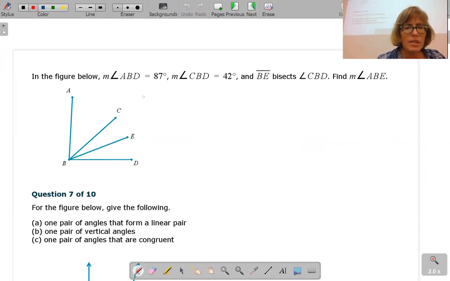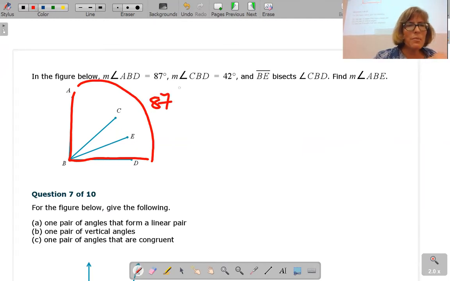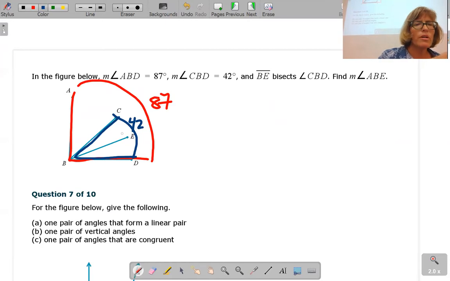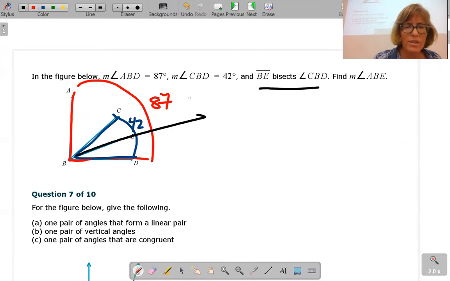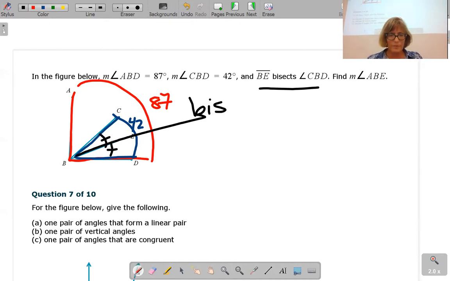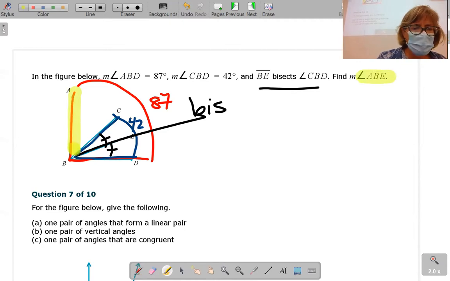Right here, ABD is 87. CBD is 42, trace and sweep, 42. BE is a bisector, so trace and hatch mark with the bisector. Now, it's going to ask for certain things. Of course, ALEKS is going to be specific. It wants ABE, but I want you to be in the habit of just finding everything, and then you're probably just going to stumble across the correct answer.